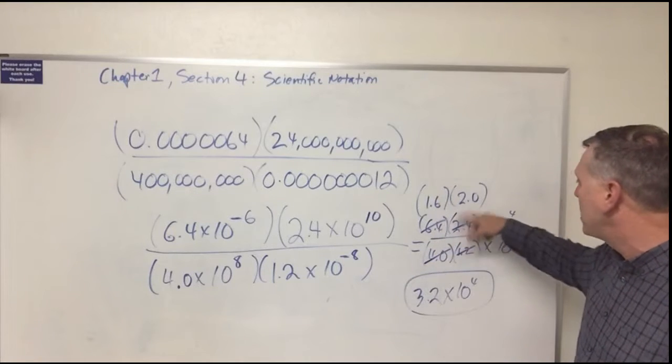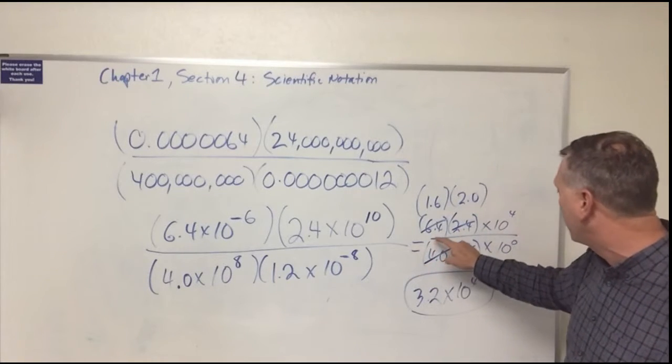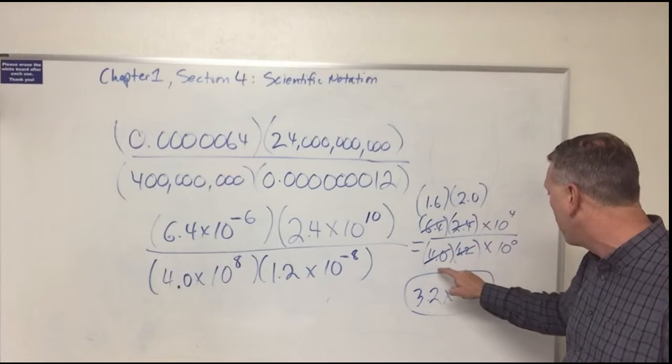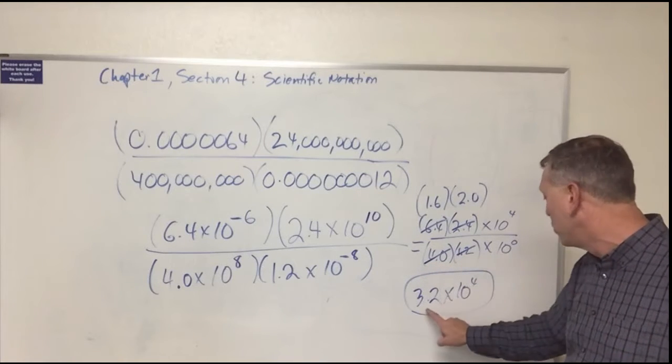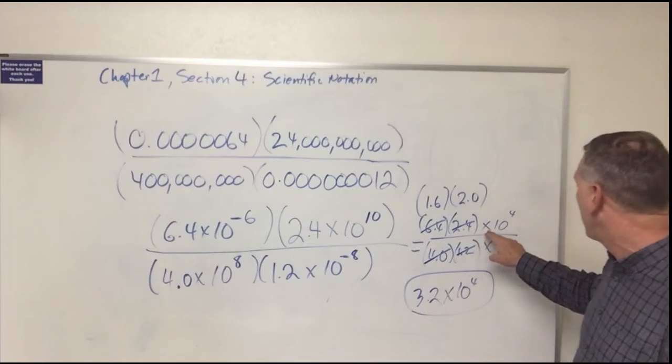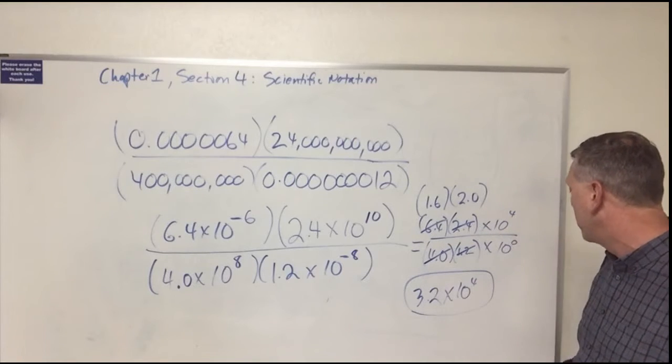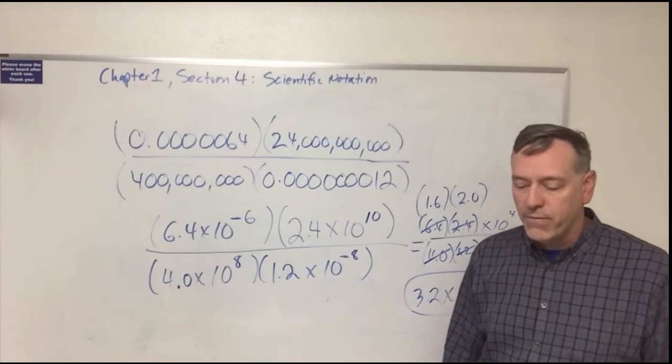Now, by the way, if you don't just see that immediately, you're free to take a calculator and multiply 6.4 times 2.4 divided by 4 divided by 1.2, which you'll get 3.2, and then you have this 10 to the 4th still left out here. And so that's the way you get that final answer.